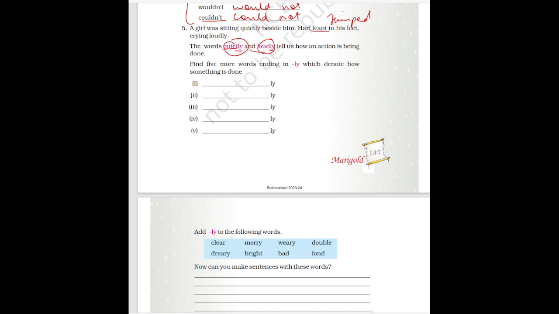So there are many words like happily, H-A-P-P-I-L-Y, happily. Then you can write sadly, S-A-D-L-Y, sadly. Then lonely, L-O-N-E-L-Y, lonely. Then neatly, N-E-A-T-L-Y, neatly. Then curiously, C-U-R-I-O-U-S-L-Y, curiously. Or any easy word if you get, you can write that also.